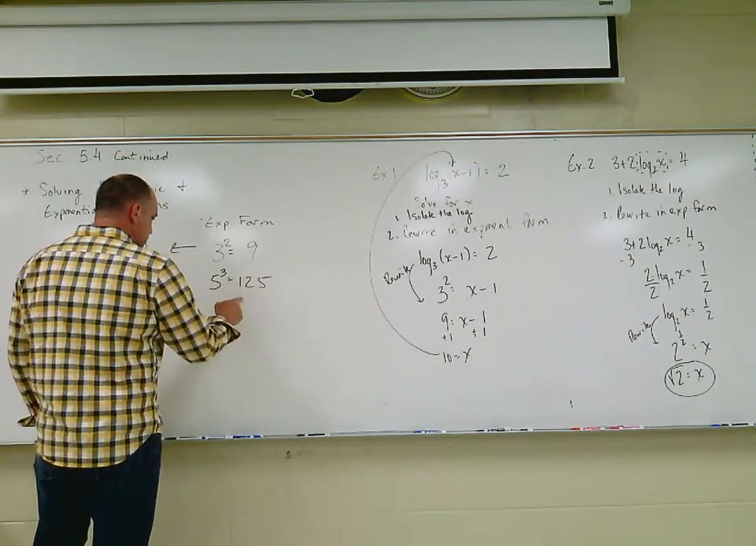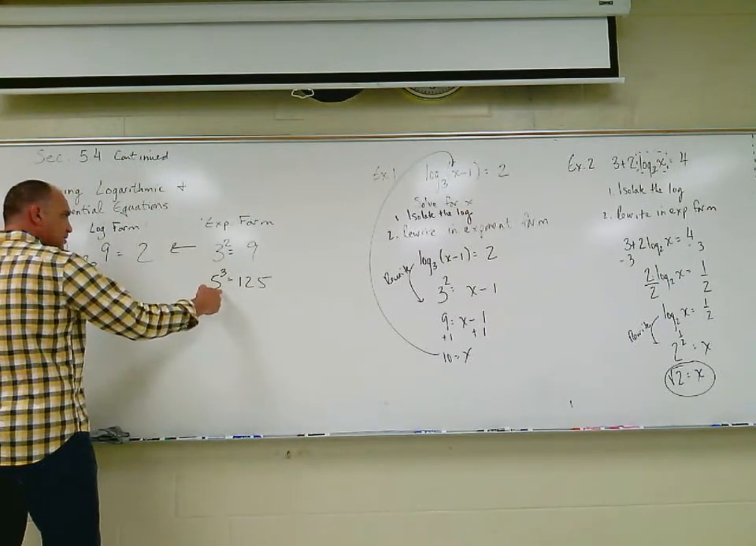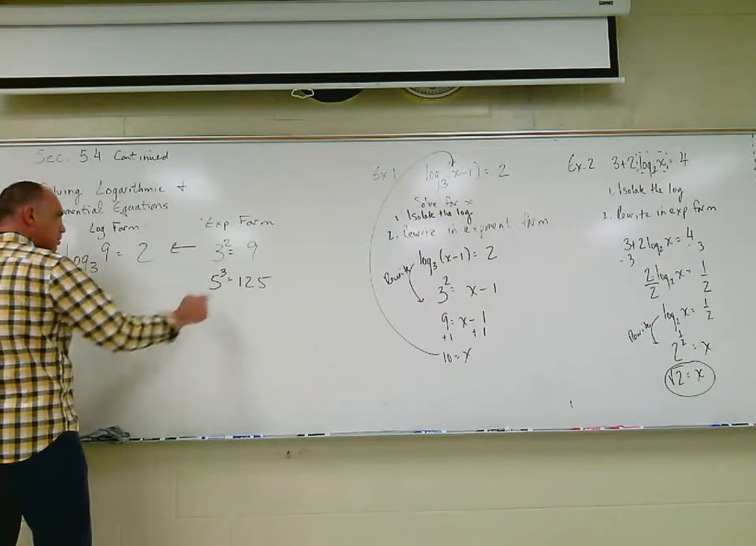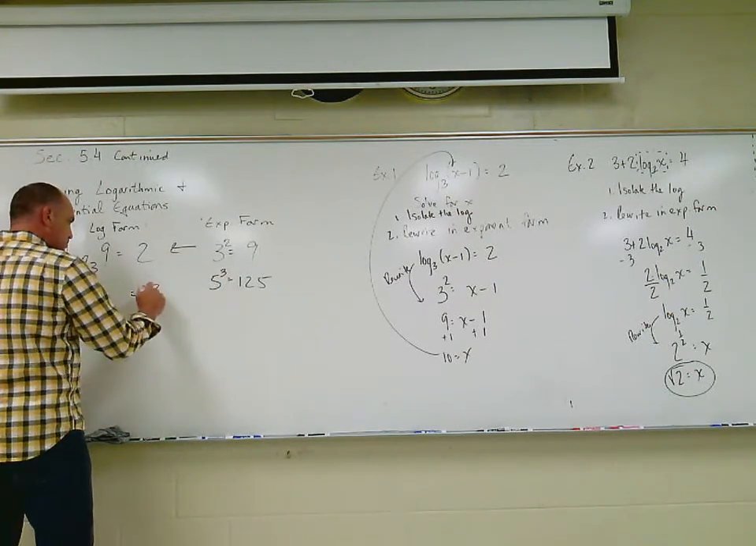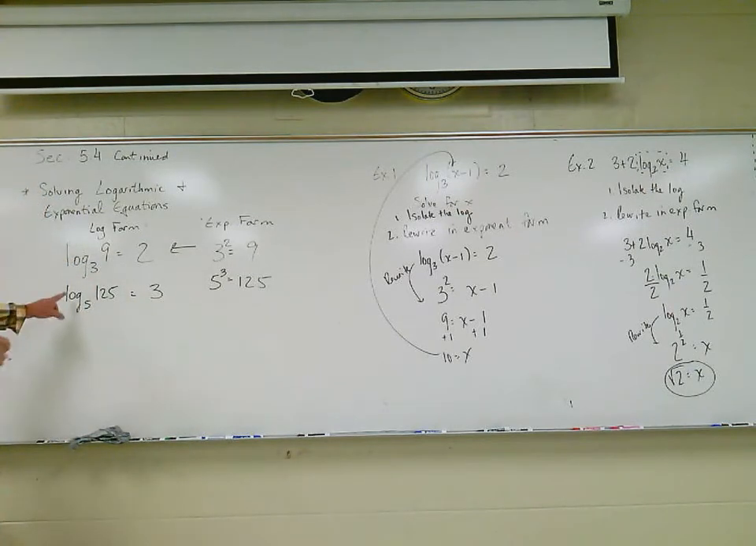If I have an exponent, I know it can be written this way: the base of the exponential is the base of the log, the exponent is the right-hand side, and the 125 should be on the inside, because this is asking 5 to what power is 125. So that's how you would rewrite it.